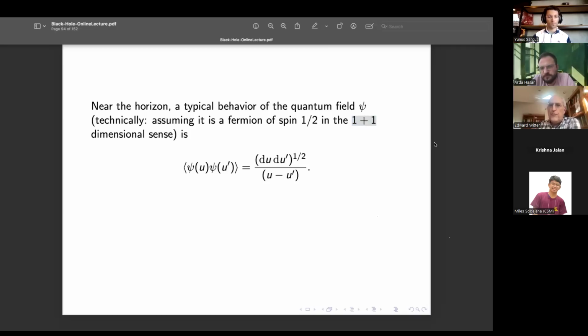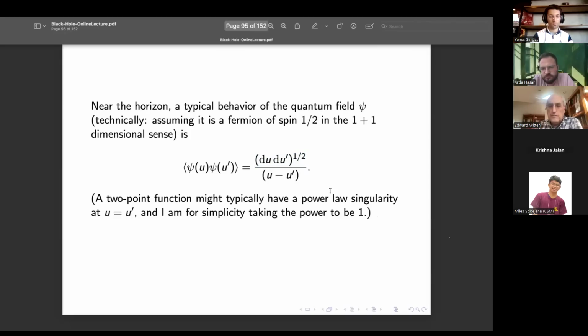In that effective field theory, I'm going to assume that psi is a fermion of spin half, a massless fermion of spin half. In that case, the two-point function has a power law singularity, 1 over u minus u prime. And this numerator is just my way to remind myself that under a change of coordinates, psi transforms with spin 1/2. If the numerator confuses you, ignore it. The important thing is that the two-point function has a power law short distance singularity. In general, typically quantum fields have power law singularities at short distances. And for simplicity, I'm taking a model where the power is 1.